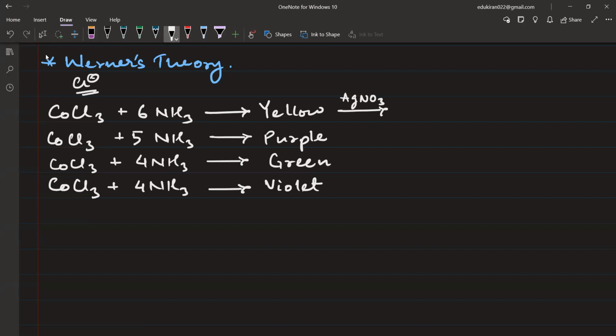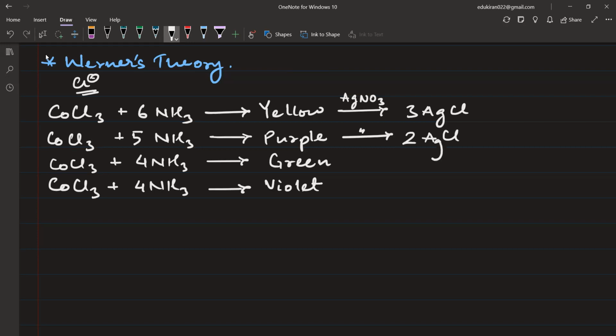He said, let me react this with AgNO3 and see if I have any free chloride ions. But if you react this AgNO3 with CCl3 or CCl4, carbon tetrachloride, which has a covalent bond, then it is not going to give you AgCl. But if it has an ionic bond, then AgNO3 is going to give you AgCl. Let me see how many Cl negatives I am getting. If he reacted the yellow one, he got 3 moles of AgCl. He reacted the purple one with the same reagent AgNO3 and got 2 moles of AgCl.